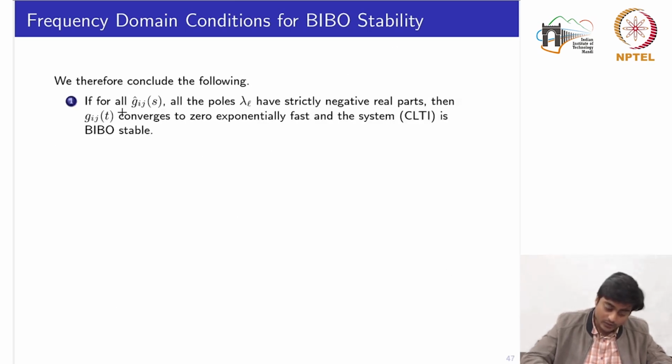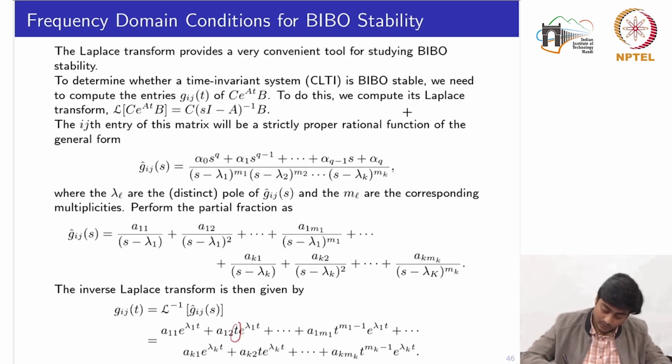So we therefore conclude the following. If for all Gij of s, all the poles lambda l have strictly negative real parts, then Gij of t converges to 0 exponentially fast, and the system CLTI is BIBO stable. Because first of all, we have already seen that the definition of exponential stability and the asymptotic stability for the LTI system basically remains the same. And if we look at this part, the impulse response is basically expressed in terms of the exponentials.